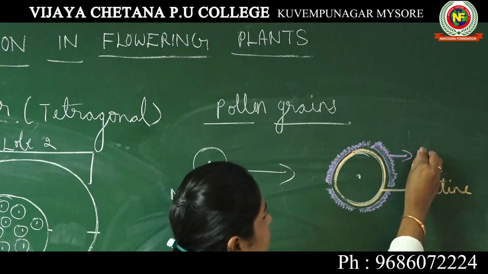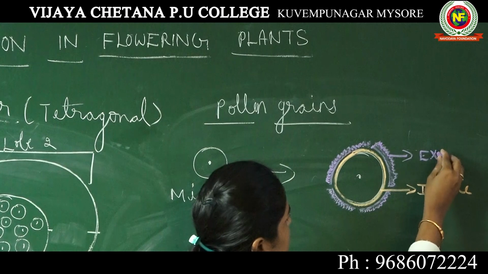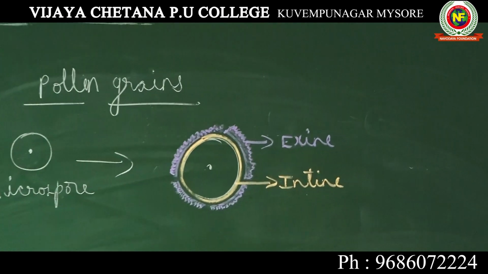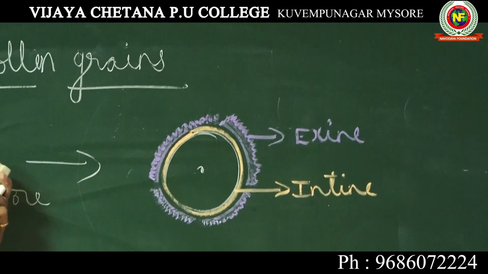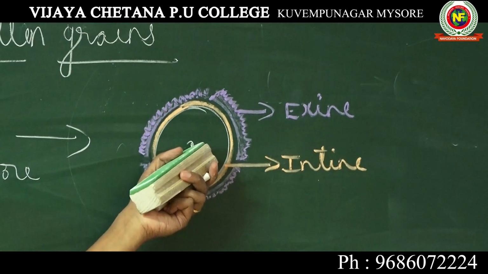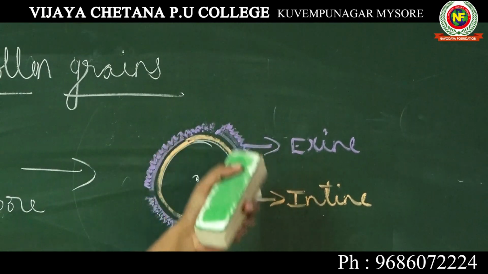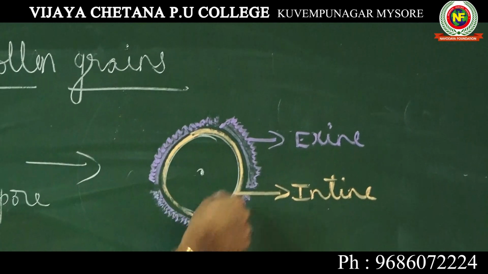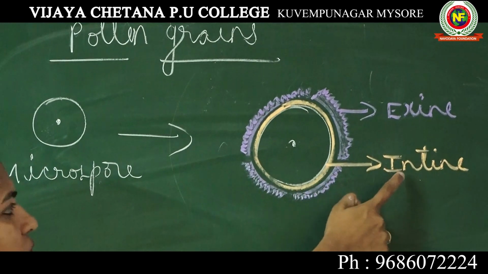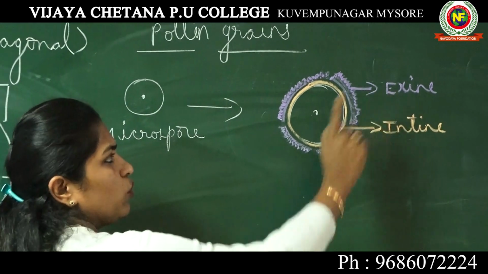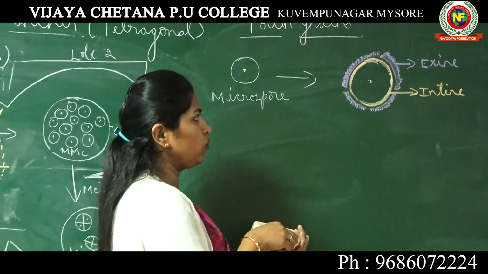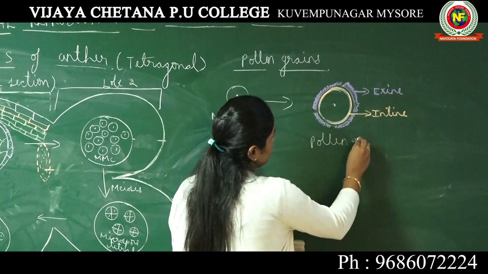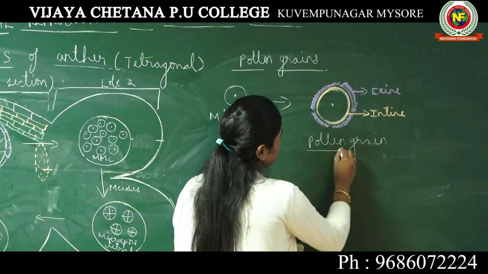and this wall layer is known as exine. When the microspore develops, it develops into a pollen grain. In the process of developing as a pollen grain, it develops two wall layers surrounding it. The inner layer is known as intine, the outer layer is known as exine. Now this structure could be called a pollen grain.